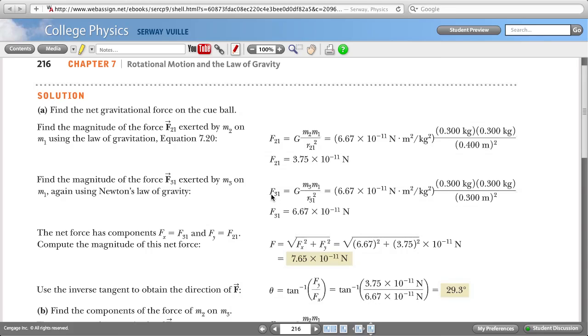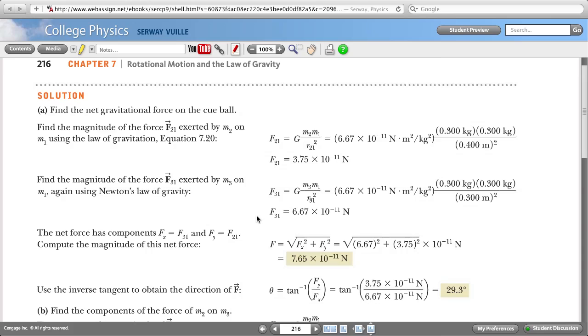Then the force on mass 1 by ball 3. Same deal, except there's a different distance now. They're closer together, and so it's going to be a bigger force, with the 6.67 times 10 to the minus 11. It's almost twice as big, but still it's tiny, tiny, tiny, right? Still quite tiny.